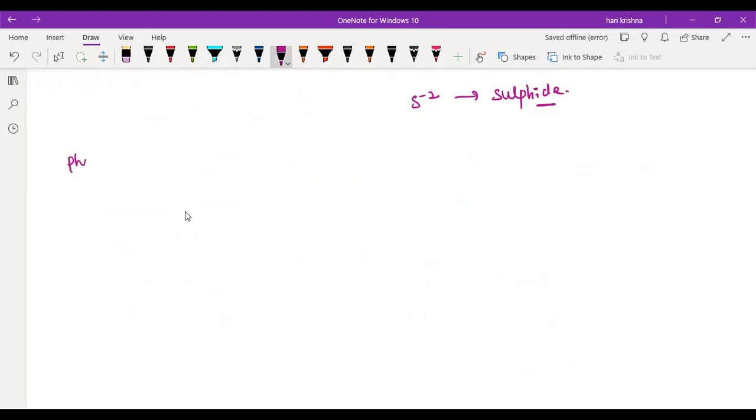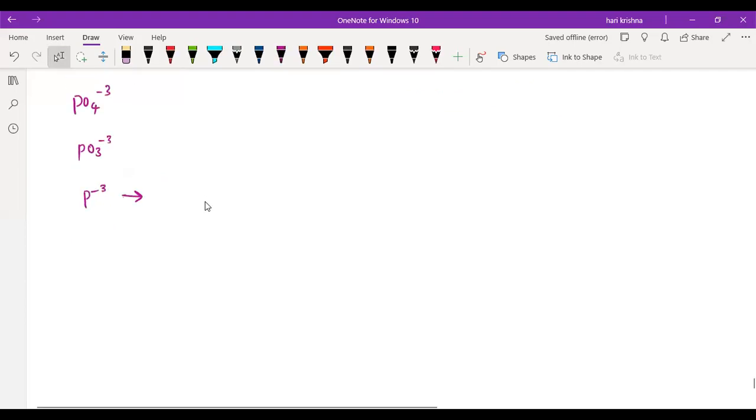Now you tell me, for the phosphate, you have PO4 minus 3, PO3 minus 3, and P minus 3. What is the name of this? Phosphide. What is the name of this? Phosphate. Phosphide. What about this name? Phosphate. Any doubts?